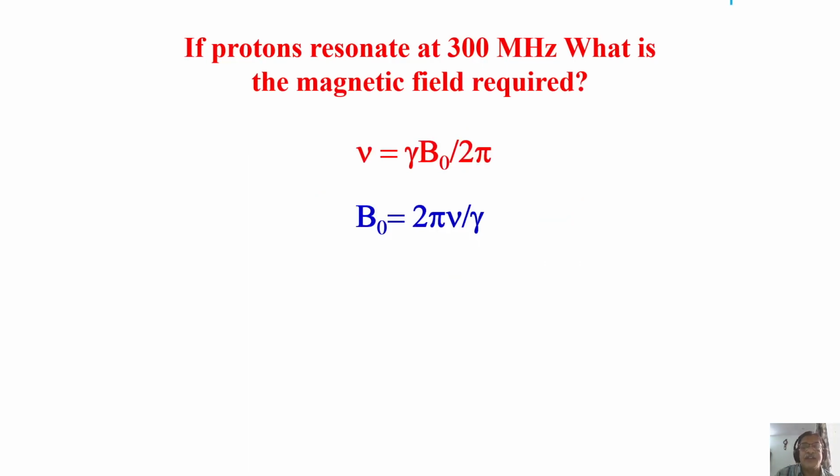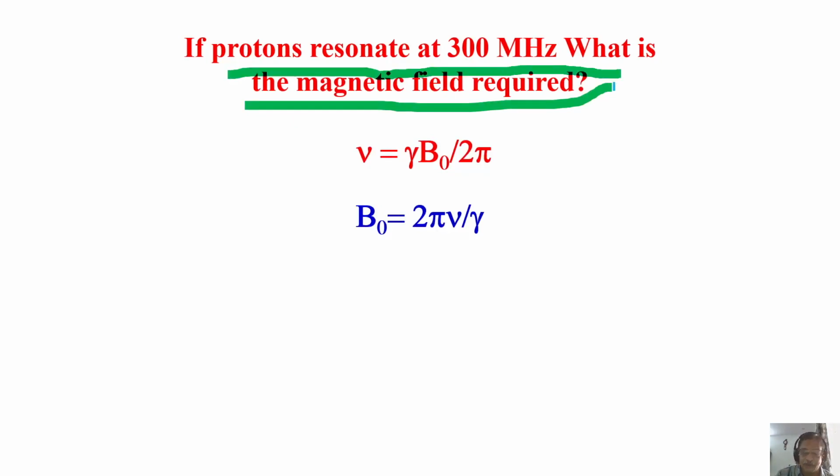If protons resonate at 300 megahertz, we have to do one more calculation. Of course, this is just for you to understand before you go further. Let us say somebody has told me he got a spectrum at 300 megahertz for proton. What was the magnetic field? Of course, you can calculate it by this equation. You know this equation, bring B naught to this side and calculate.